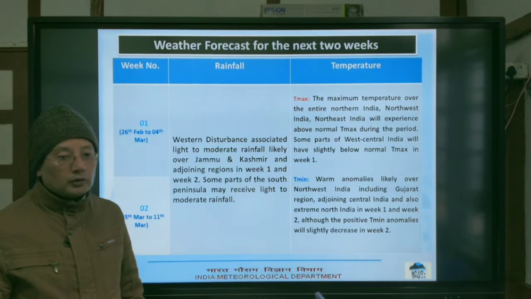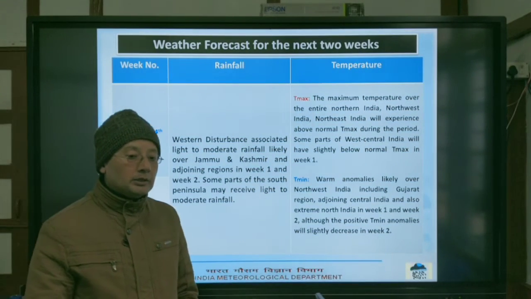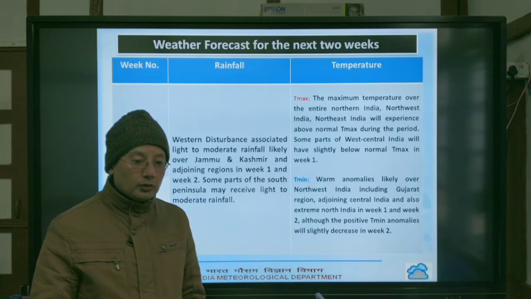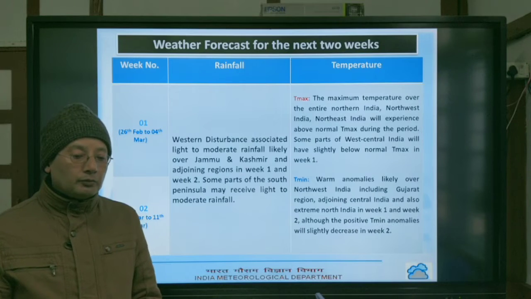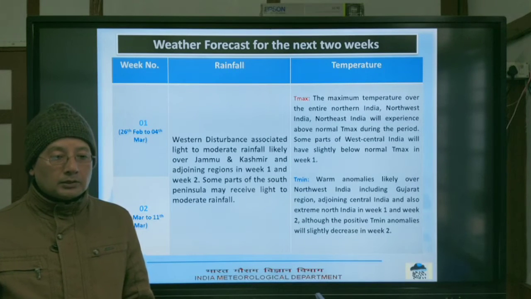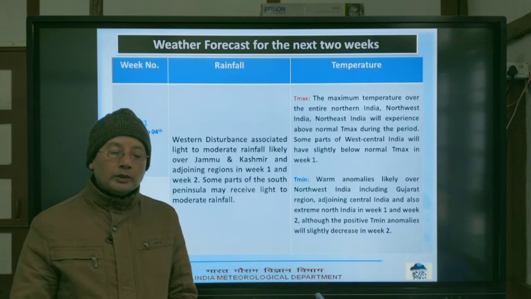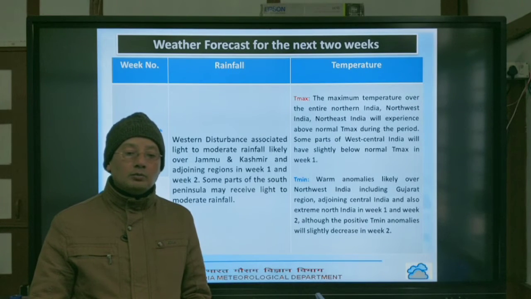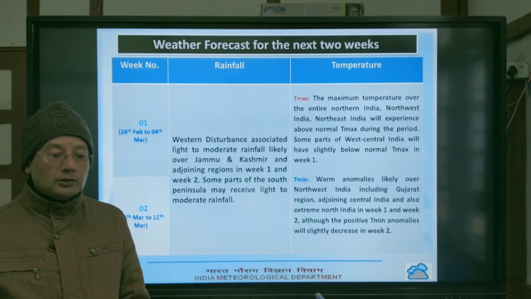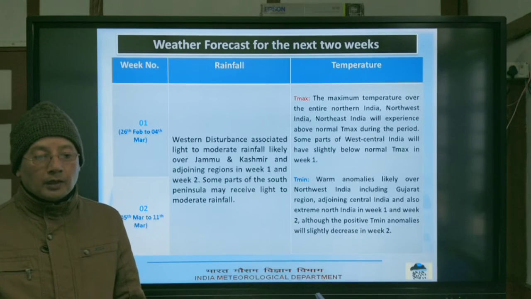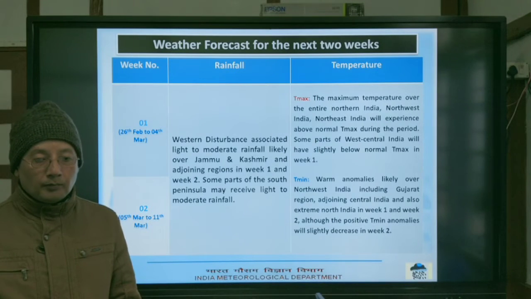Then we have weather forecast for the next 2 weeks. Week 1 commencing on 26th February and ending on 4th March, and week 2 commencing on 5th March and ending on 11th March. So rainfall forecast for the next 2 weeks. Western disturbance associated light to moderate rainfall likely over Jammu and Kashmir and adjoining regions in week 1 and week 2. Some parts of South Peninsula may receive light to moderate rainfall.